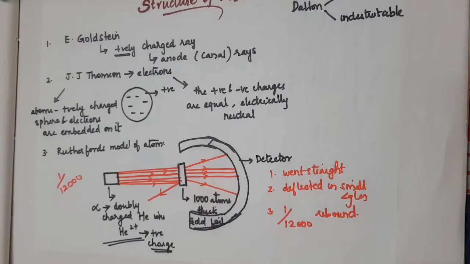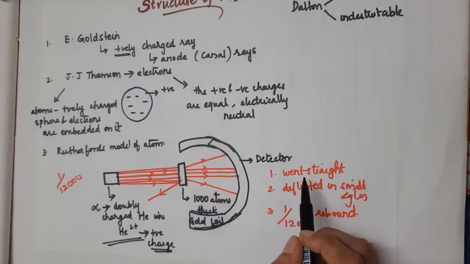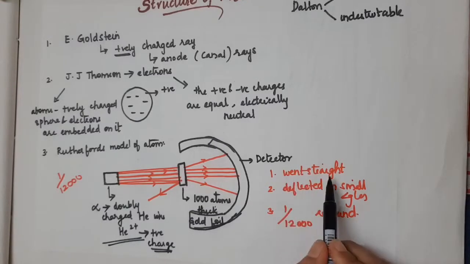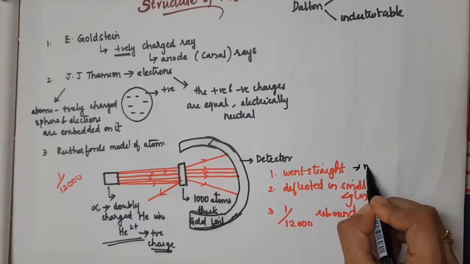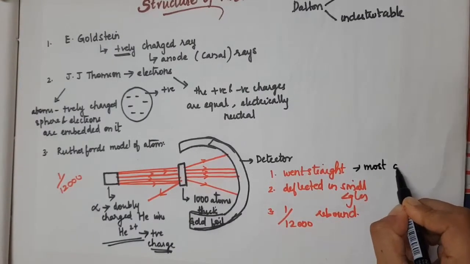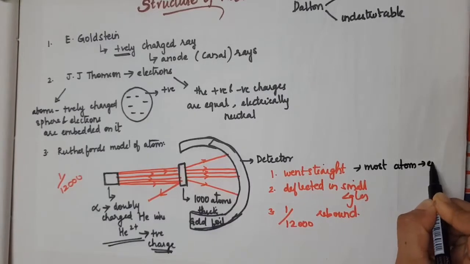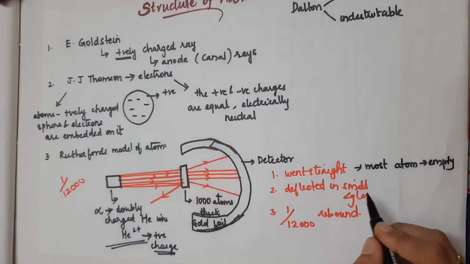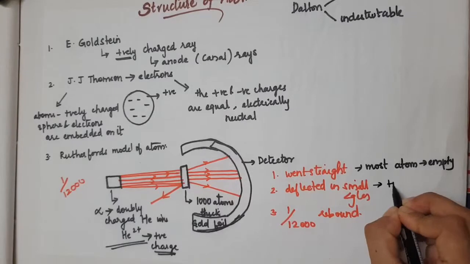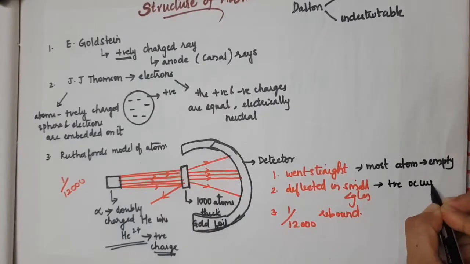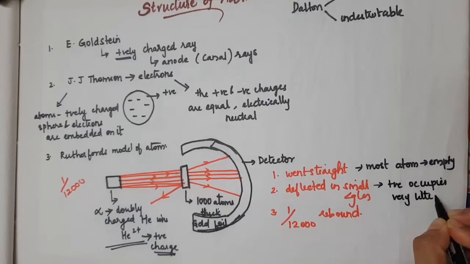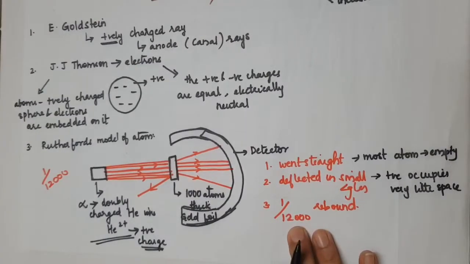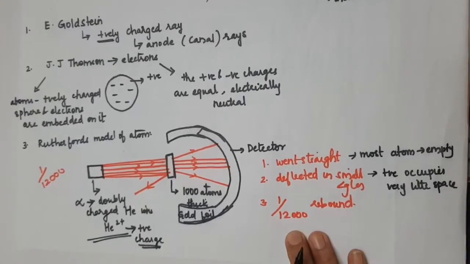So the conclusion he made from these observations was that since most of the alpha particles passed straight, most of the space inside the atom is empty. Deflected in small angles means that positive charge occupies very little space.